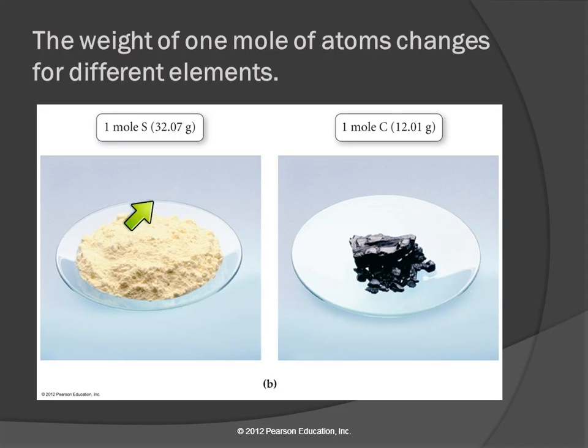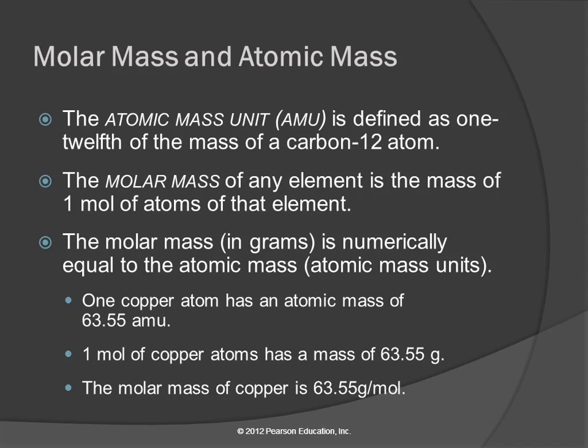Here's a picture of 1 mole of sulfur. That weighs 32 grams. And here's 1 mole of carbon. You can see that's less, isn't it? Because each atom is smaller. And 1 mole of carbon weighs 12 grams. Same number of atoms in these two samples. But because the atoms are different sizes, the samples are going to be different sizes. Which brings us to molar mass.